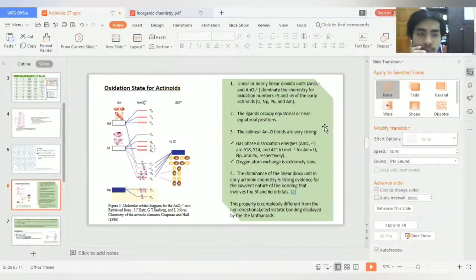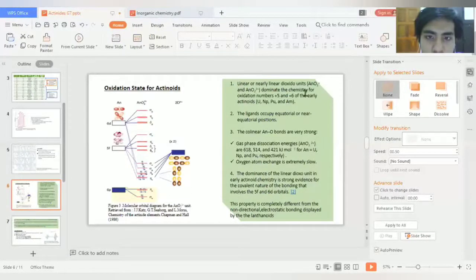I will explain the oxidation states of the actinoids at +5 and +6. Usually at +5 and +6 oxidation states, they occupy the linear or nearly linear actinyl unit, which is AnO2+ with a single charge and AnO2 2+ with a double charge. An is actinoid and O is oxygen.